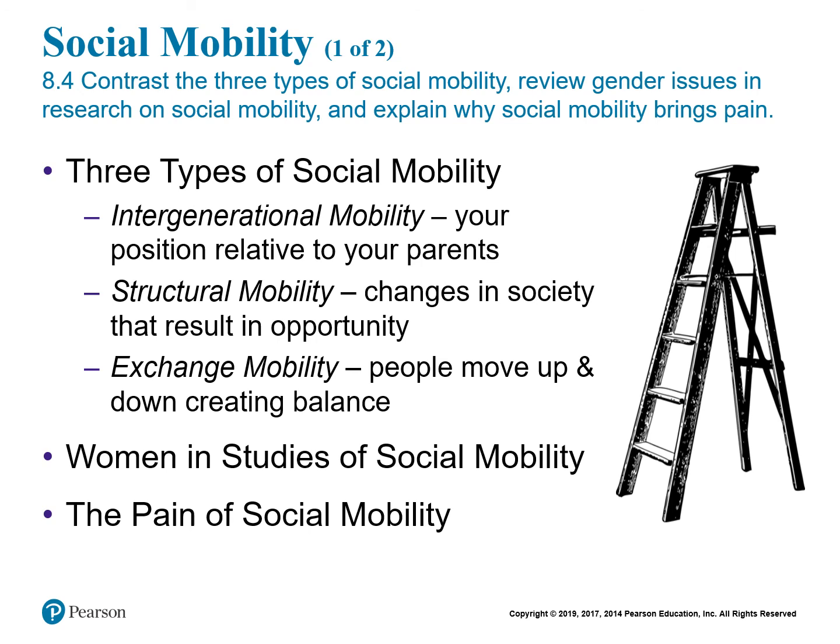Now, unlike the other systems of stratification, class is the most fluid, offering opportunities and providing social mobility, both vertically and horizontally along the social class ladder. The three basic types of social mobility we're going to talk about here are intergenerational, structural, and exchange.